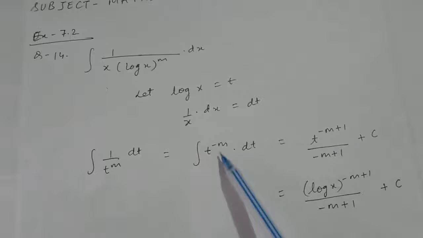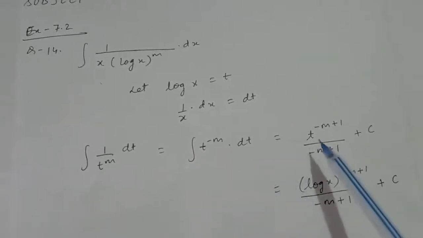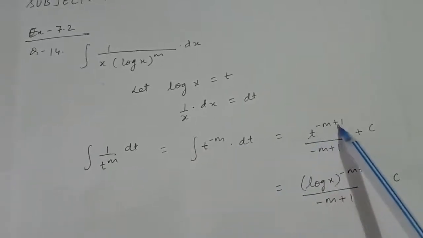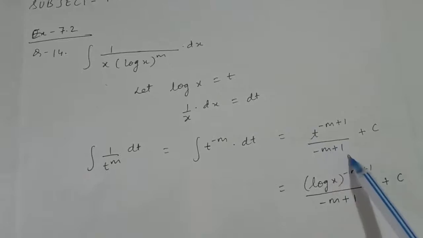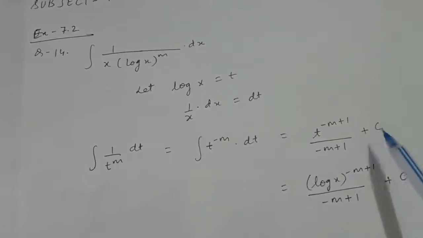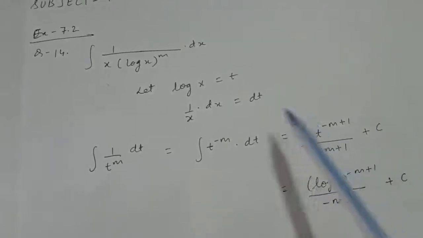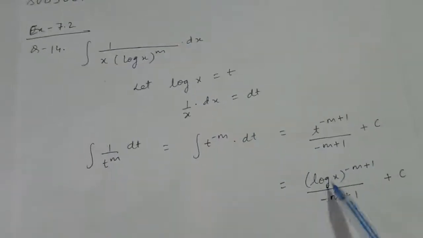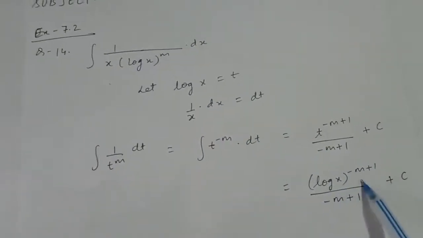Now integral of t raised to the power minus m is t raised to the power minus m plus 1 upon minus m plus 1 plus c. In place of this t, now put the value again log x. So you will get this as the answer, right?